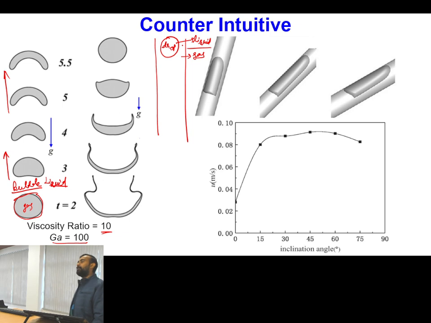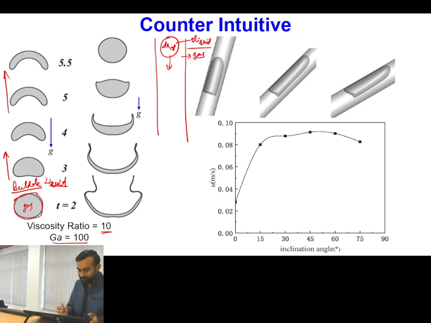What I have taken? I have taken a droplet of liquid, and I maintained the same thing. Viscosity ratio is also same, Bond number is same, Galilei number is same. What will be our expectation? Of course, expectation will be that drop is heavier, so it will be falling, and while it is falling at different time instants, it should also deform into same inverted shapes.